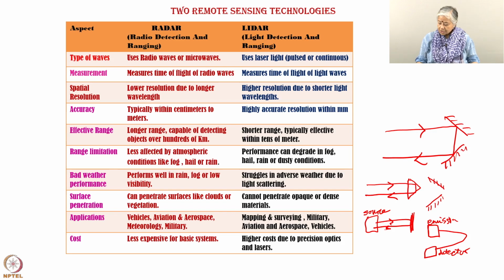Okay. So now we come to the cost. Cost, of course, it says radars are less expensive for the basic systems, okay, not the paraphernalia which you have, the deconvolution system to get a 3D map, or the software and all that is required, or the different kinds of detectors. It's only the basic radar system. Okay, that is supposed to be less expensive than when you have precision optics and lasers.